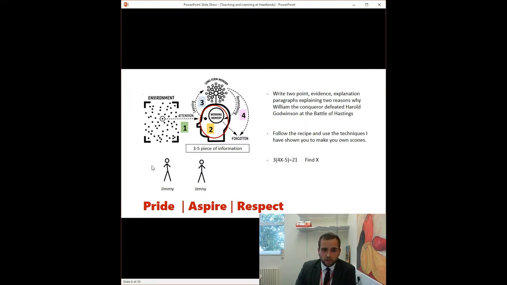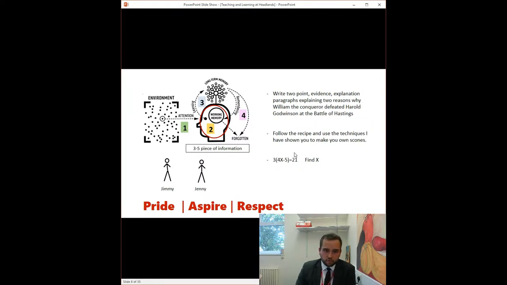But if we take Jimmy, who potentially hasn't encoded and learned to do point evidence explanation paragraphs, he's got to hold on to the entire thing. And very quickly, he's going to be overwhelmed in terms of working memory. It's going to be very, very difficult for him to learn. And we'll talk about some things that we do to make sure that we get around that barrier.